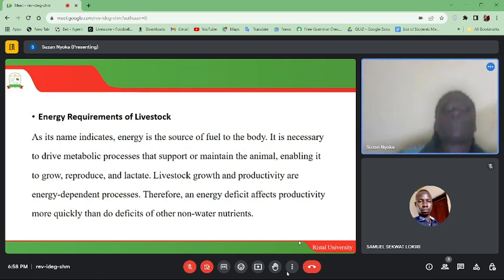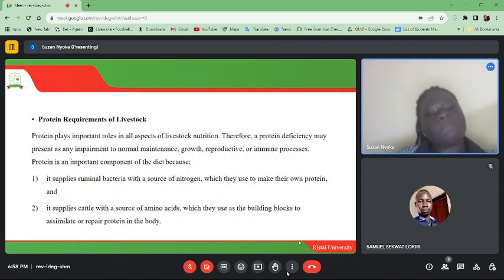And next is the protein requirement of livestock. Protein plays important roles in all aspects of livestock nutrition. Therefore, a protein deficiency may present as an impairment to normal maintenance, growth, reproductive, or immune processes. Protein is an important component of the diet because, one, it supplies ruminal bacteria with a source of nitrogen, which they use to make their own protein. And it also supplies cattle with a source of amino acids, which they use as the building blocks to assimilate or repair protein in the body.